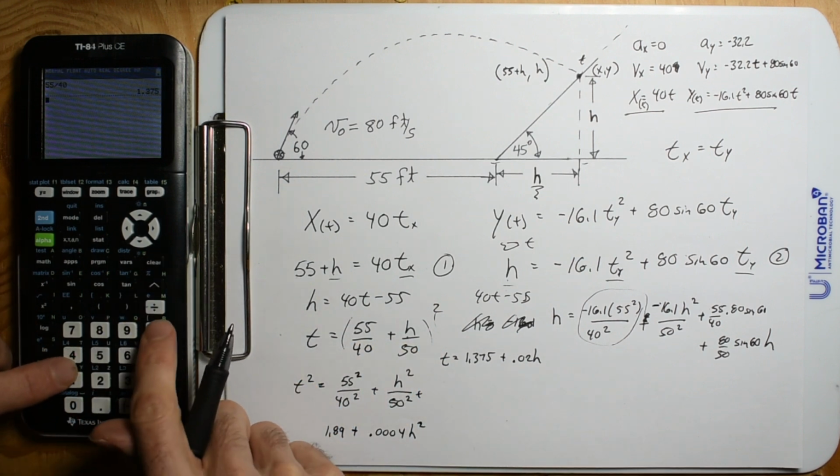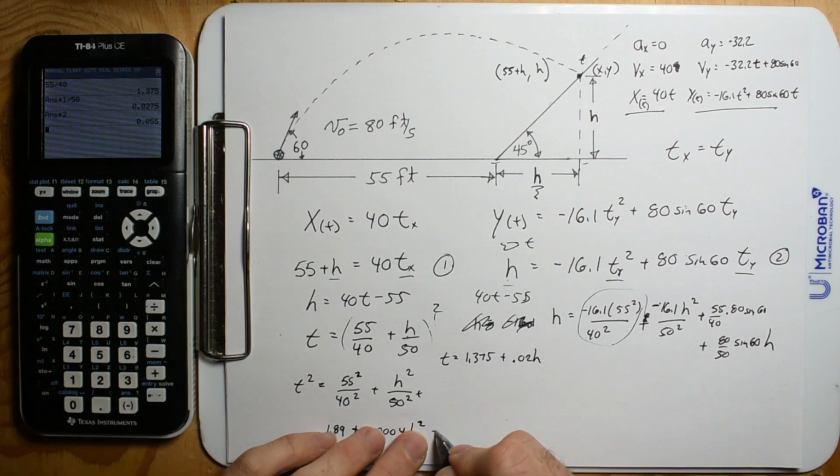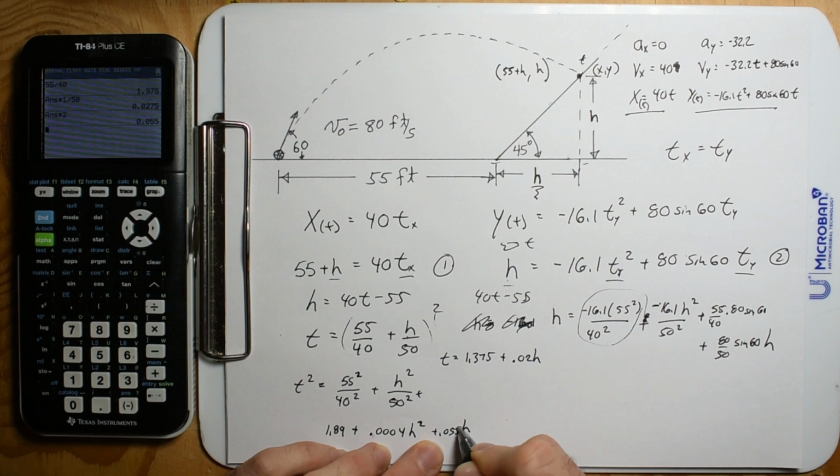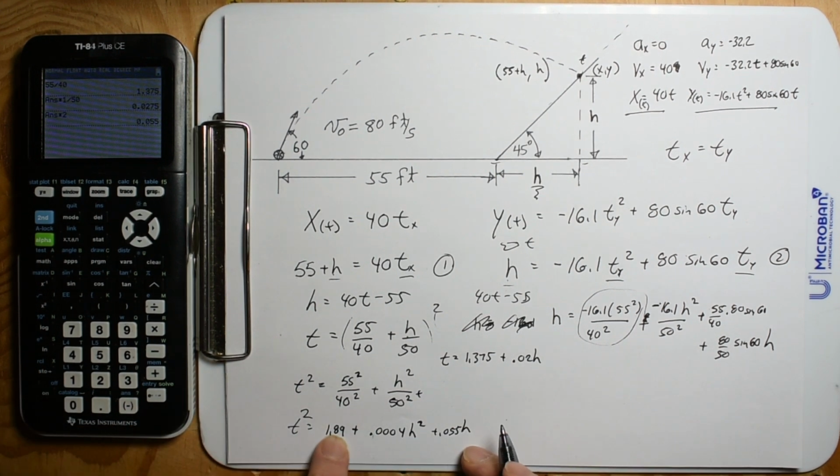55 divided by 40 times 1 divided by 50 times 2, and I'm going to have plus 0.55h. All right, so this is going to be t squared.